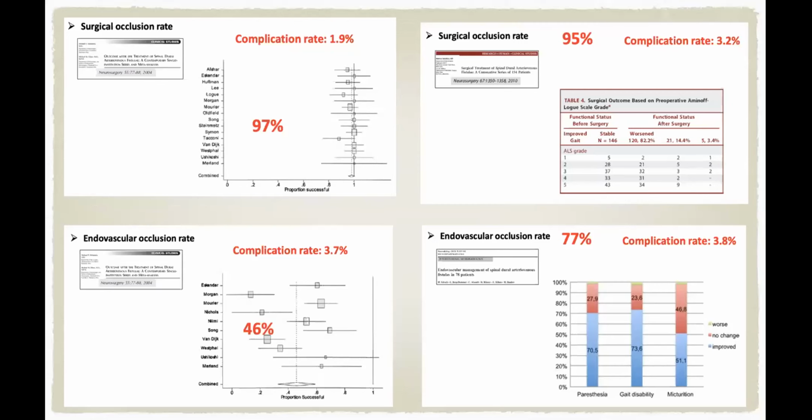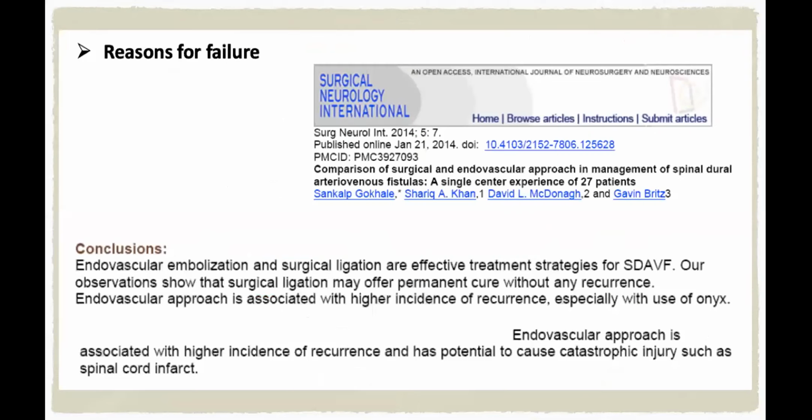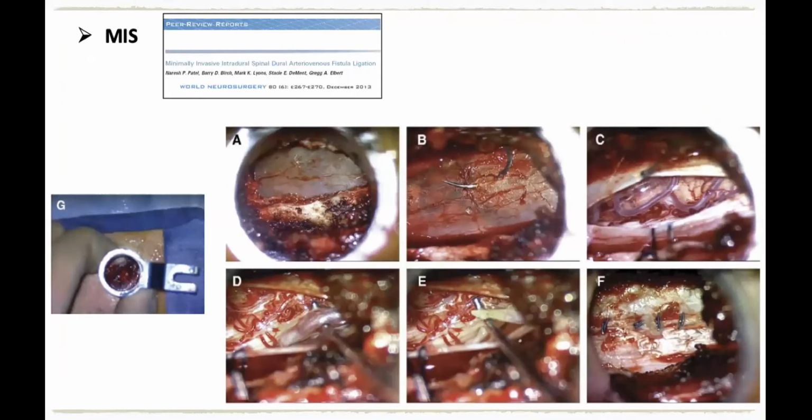If we compare the literature, the occlusion rate achieved by the surgery has been uniformly from 95% to 97% as compared to endovascular. Even with the use of Onyx, the success rate in the spinal AV dural fistula has not gone above 77%, with a comparable complication rate. And the most important thing is the incidence of recurrence and the potential to cause catastrophic injury, which is very much seen in the patients with endovascular embolization.